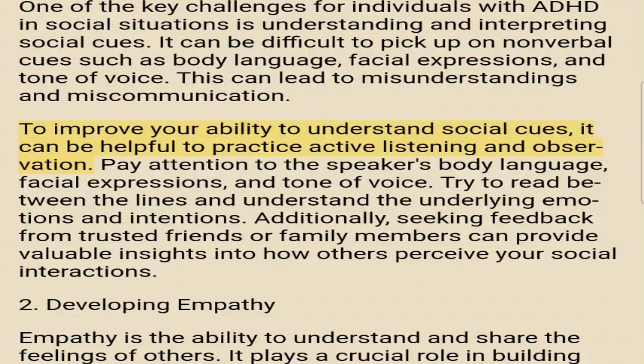To improve your ability to understand social cues, it can be helpful to practice active listening and observation. Pay attention to the speaker's body language, facial expressions, and tone of voice. Try to read between the lines and understand the underlying emotions and intentions. Additionally, seeking feedback from trusted friends or family members can provide valuable insights into how others perceive your social interactions.